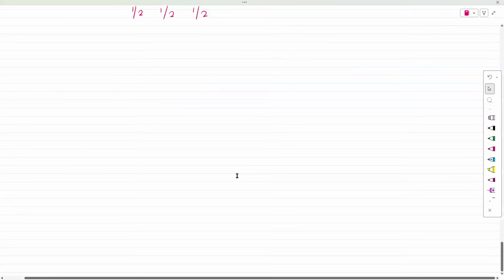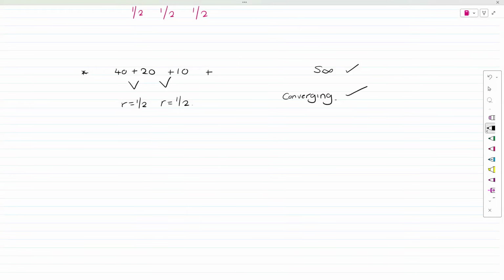But the way that it really works is this way. This is how we are supposed to deal with it. Let's go with 40 plus 20 plus 10. We can see this pattern is getting smaller, so we know the sum to infinity works. The thing is, we need to write it properly. This is r is equal to half. So the word for this is converging, right? And there's a lot of questions where we're going to have to deal with the word converging. So when the pattern is getting smaller, it converges and you can calculate the sum to infinity.